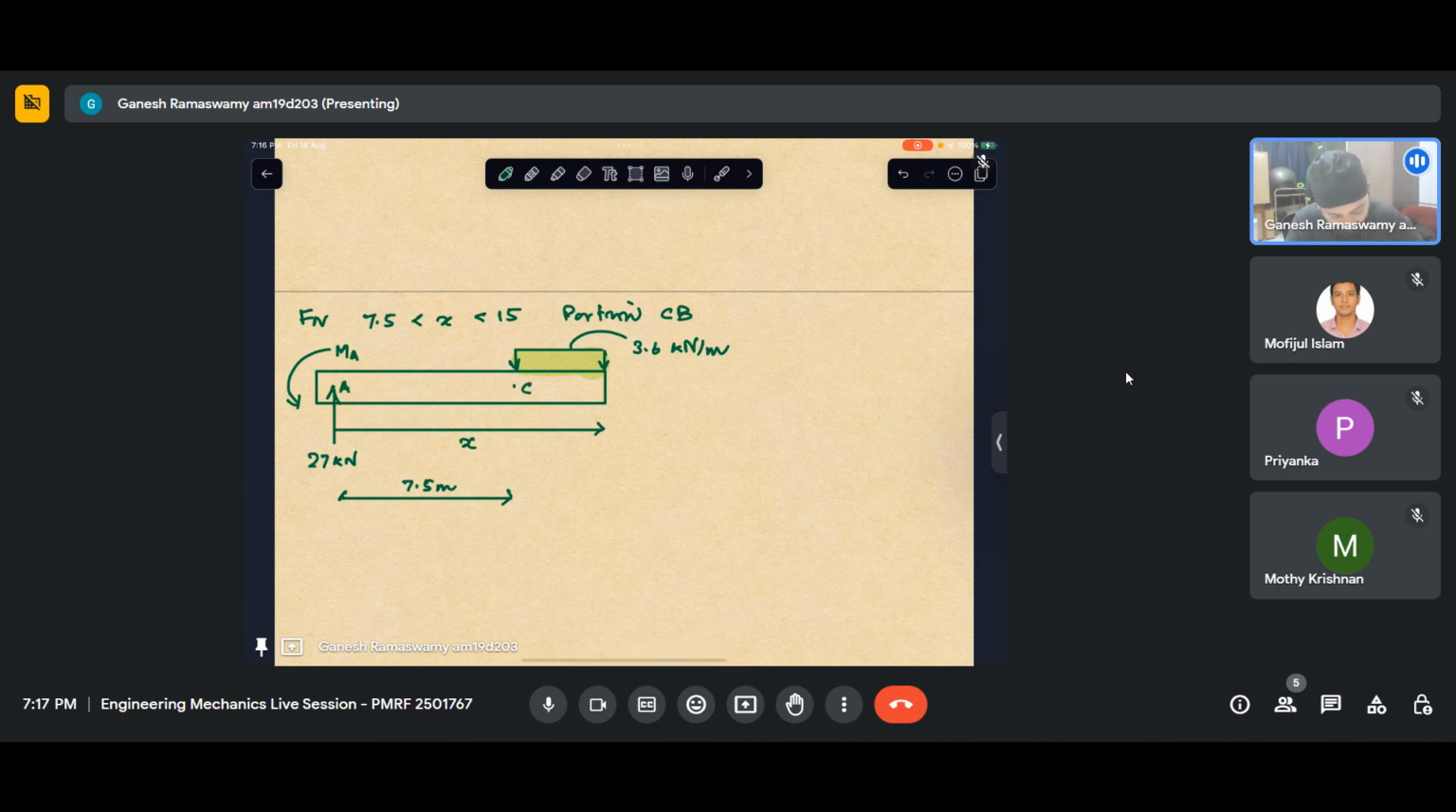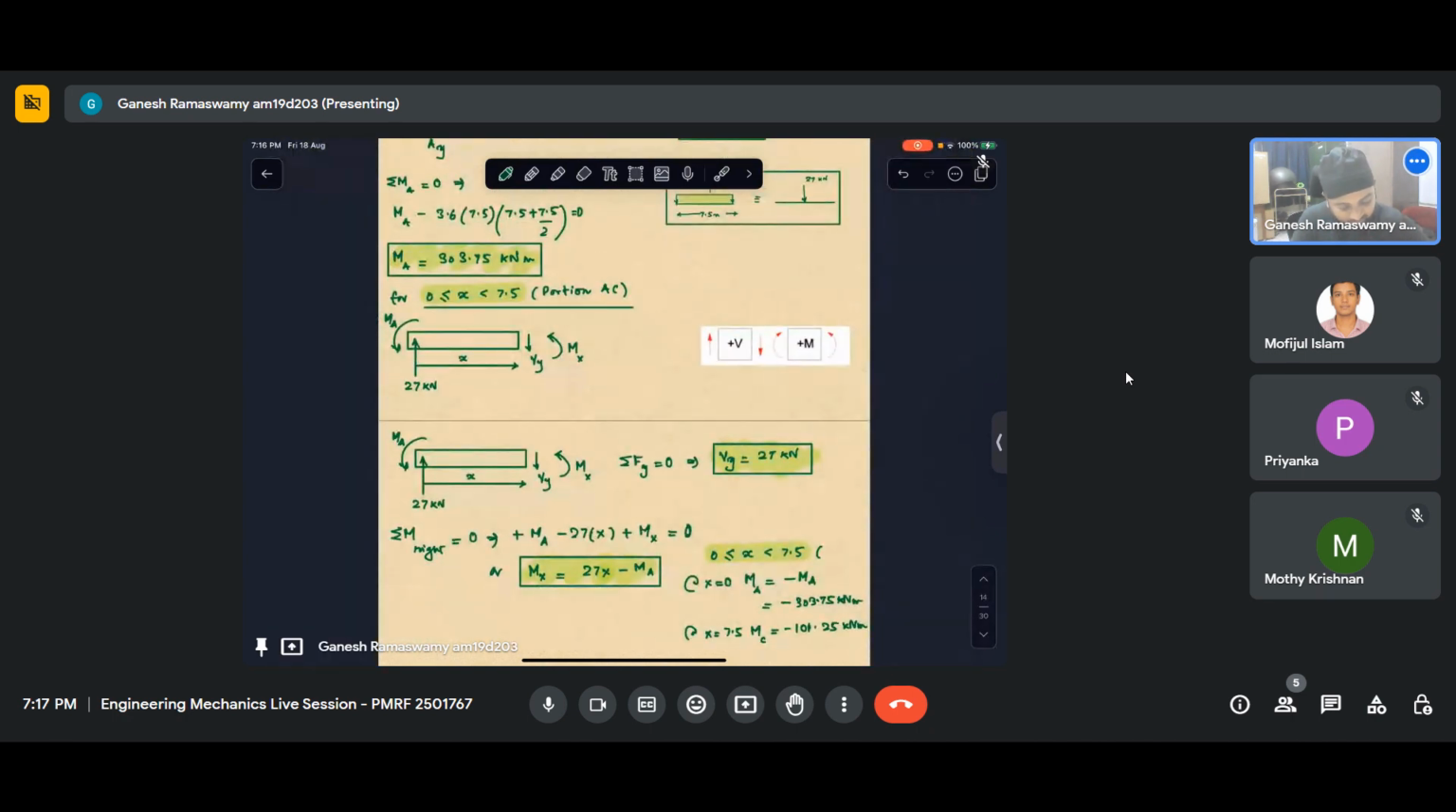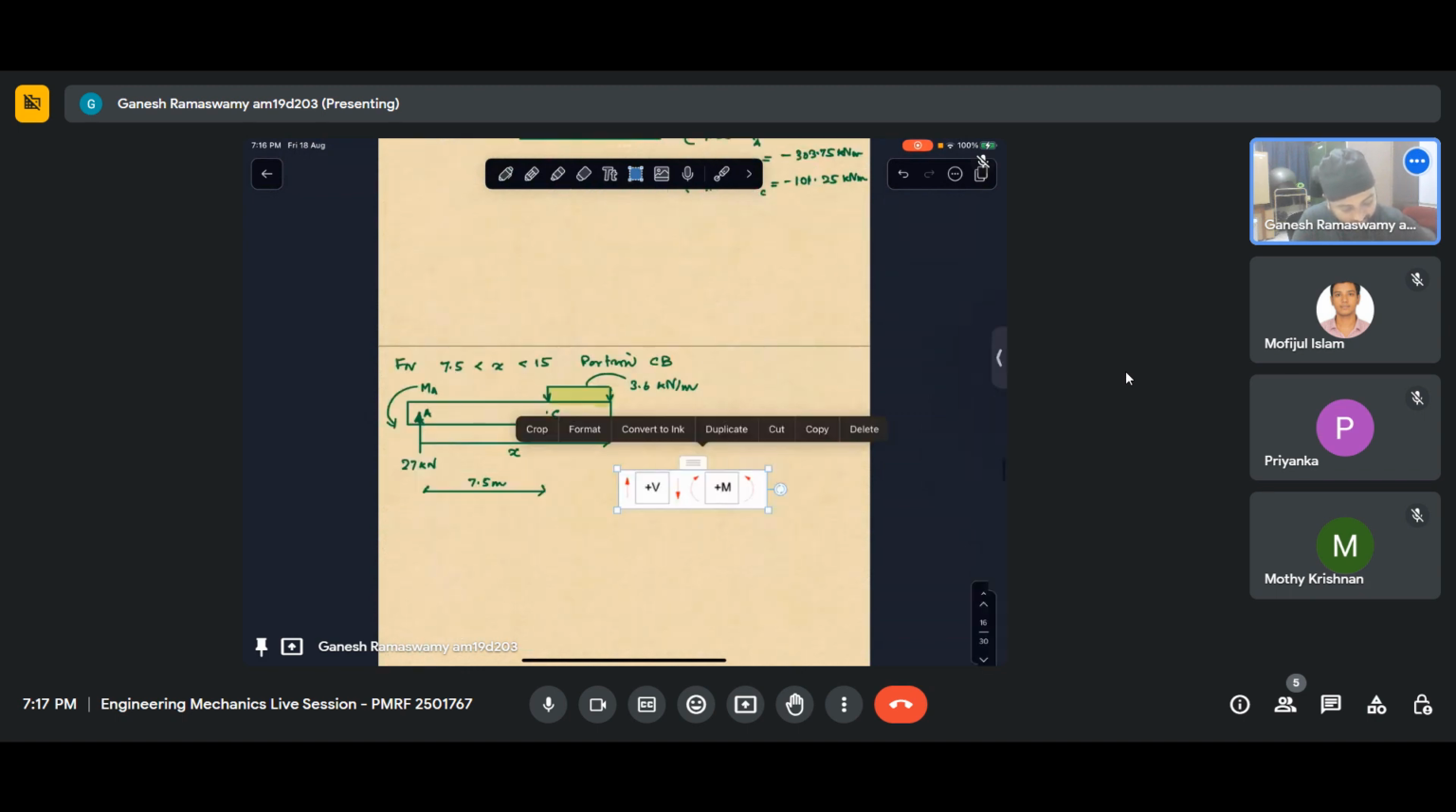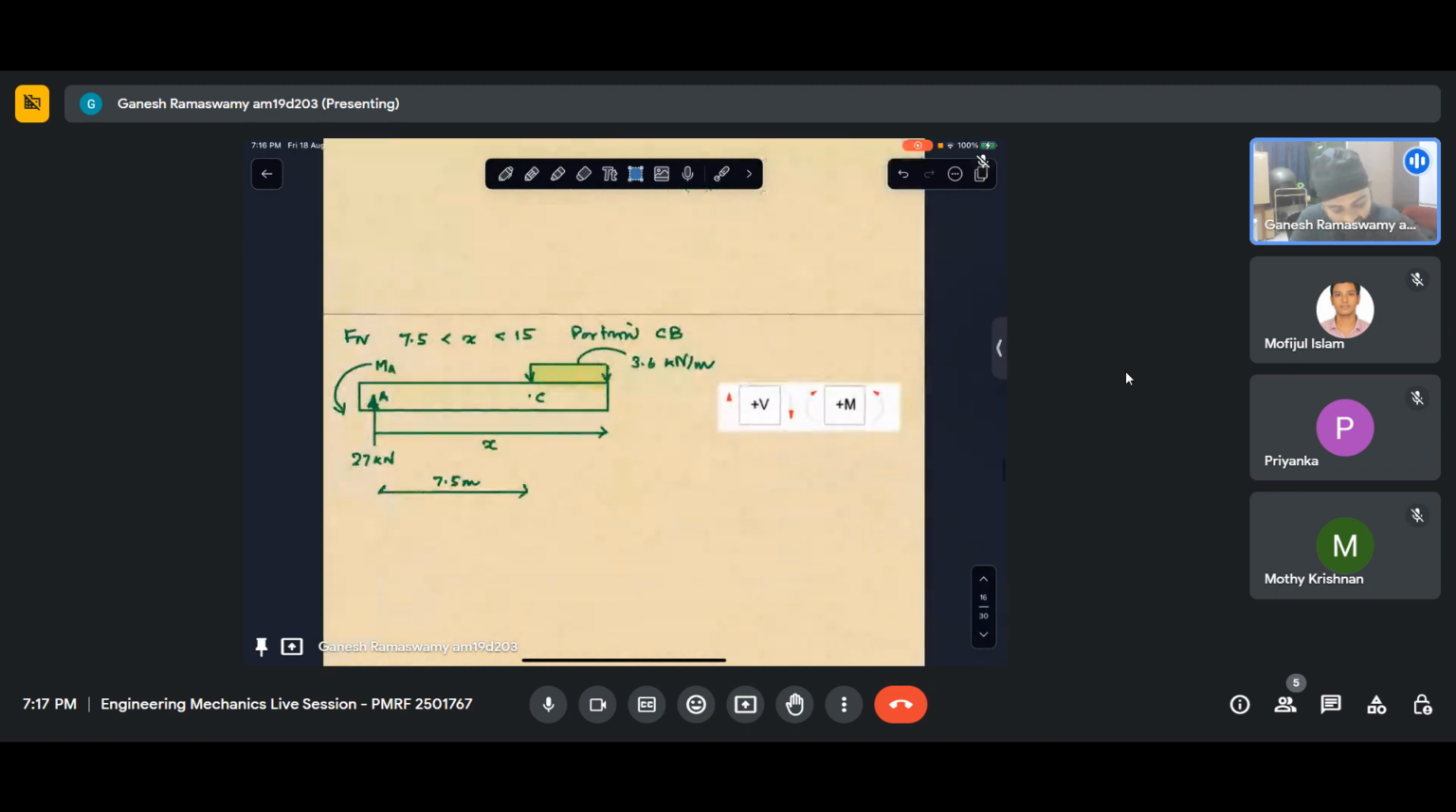Anything else I have missed? I have accounted for all the forces, but I have not accounted for the shear force and bending moment. Let me copy this, put it here. Again, this is a positive surface, so I'll have Vy applied like that and Mx applied like that. I'll say I have followed the sign convention. I have applied my positive shear force and positive bending moment there.